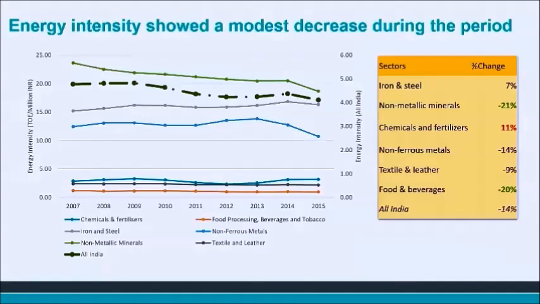Now, one may argue that the Bureau of Energy Efficiency has implemented the PAT scheme during the later period, from 2012 to 2015, and PAT also covered the iron and steel sector. So why don't we see an impact of PAT? To explain the reason, can I go to the next slide, please?